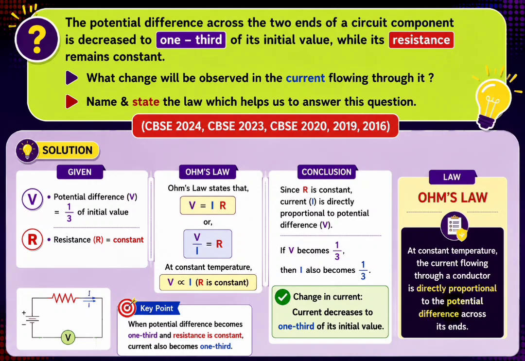Conclusion: since R is constant, current I tracks potential difference V symmetrically. If V becomes one third, the electrical current flowing through the component will also automatically decrease to one third of its initial value. Okay, note this complete answer down exactly as shown and you will lock your full marks on this chapter.